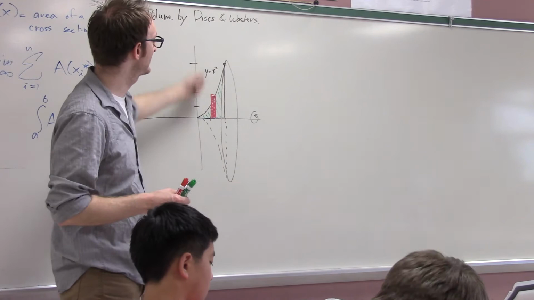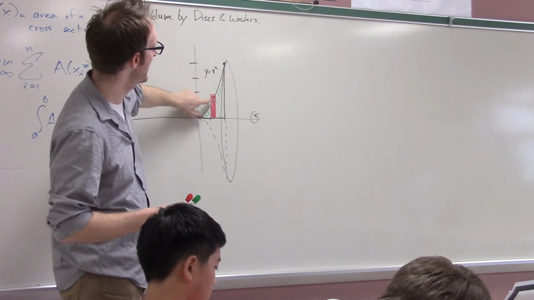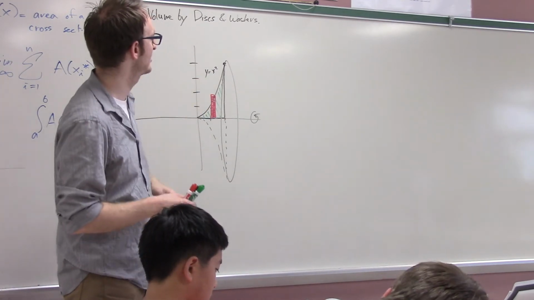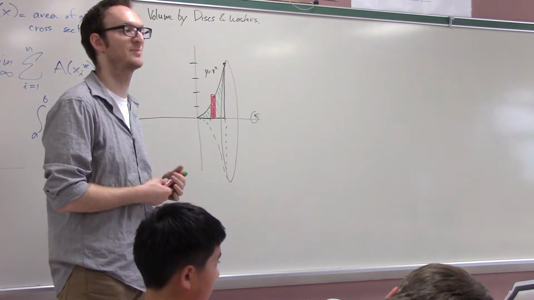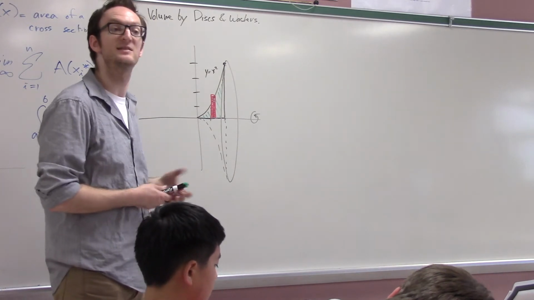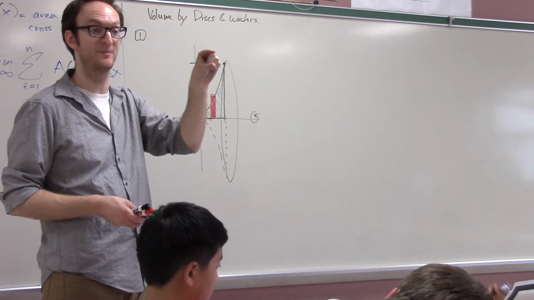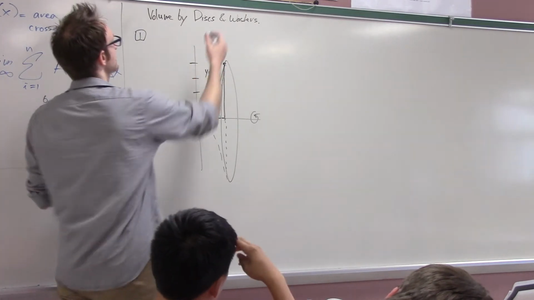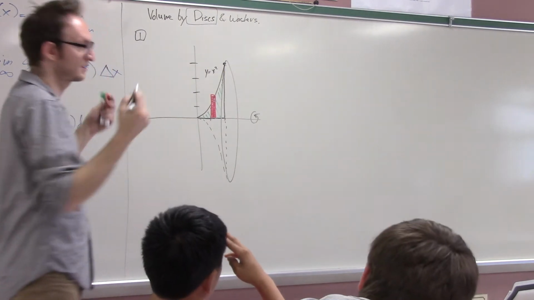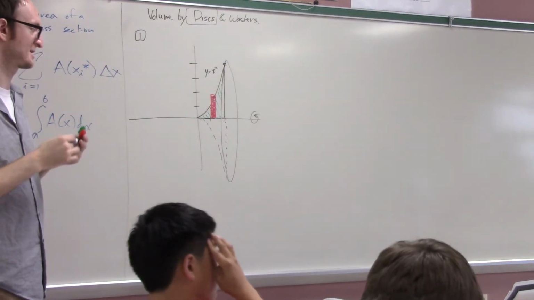So what happens when that red representative rectangle gets rotated about the x-axis? What shape is formed? A cylinder, yes, but it's a very, very short cylinder. Does everyone see that? And since it's a very, very short cylinder, we call it a disc, like a Frisbee disc or whatever.